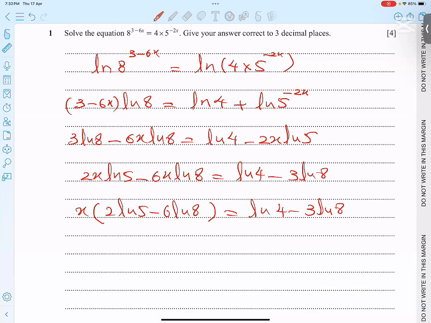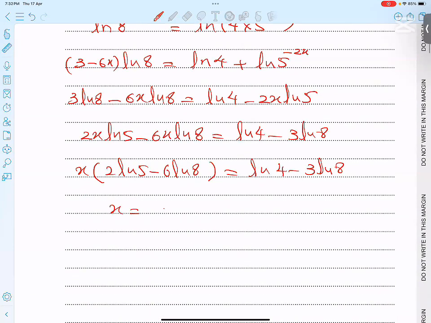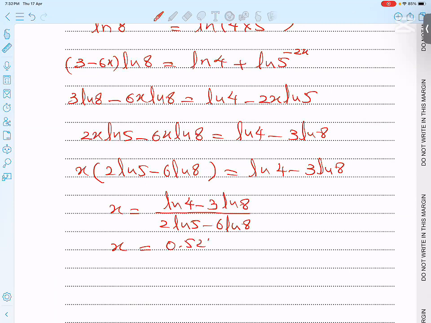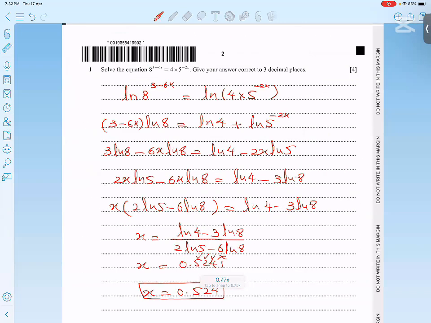Why am I doing it this way? Sometimes he asks you for the exact value. So for this step, which I'm going to write now, if he asks you for the exact form, then you have to stop here. Or you type it in the calculator, and it turns out to be 0.5241, but he is asking 3dp. So the way to write it is 0.524. I hope the idea is very clear. The question is completely over.